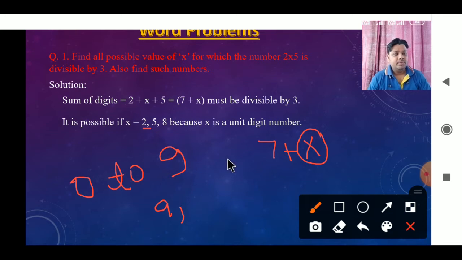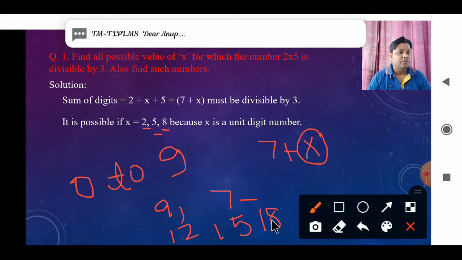Now after that, 7 is already given, and again you can see 7 plus x. After 9, the next multiple is 12, so 7 plus 5 is 12, so 5 is the next number. Now 3 fours are 12 and 3 fives are 15, so 7 plus 8 is 15. So the next digit is 8. After that, 3 sixes are 18, which means 7 plus 11, but 11 is a two-digit number, so we can't take it.